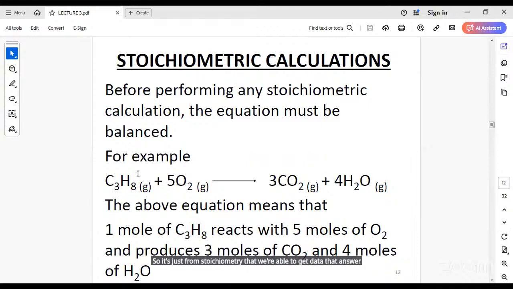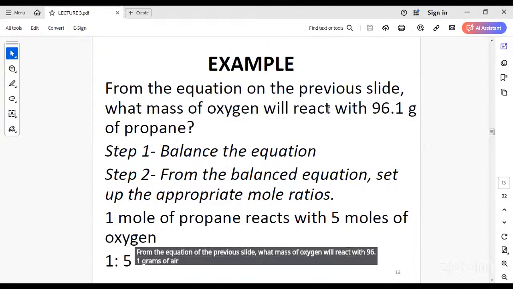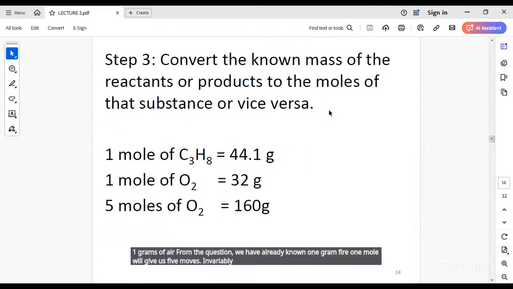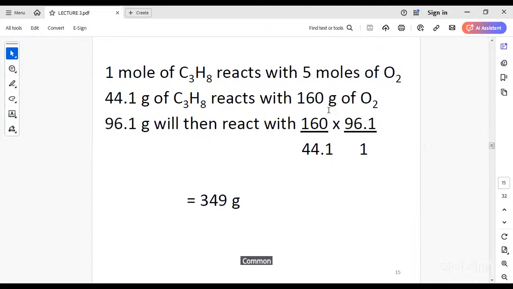From the stoichiometry, we know how many moles of propane reacted with 5 moles of oxygen to give us your CO2, and that is what we have tried to do. From the equation on the previous slide, what mass of oxygen will react with 96.1 grams of propane? From the equation, we already know 1 mole will give us 5 moles, invariably 44 grams will give us 160 grams. Now for 96.1, this is common arithmetic. I don't think there's much problem with this calculation.